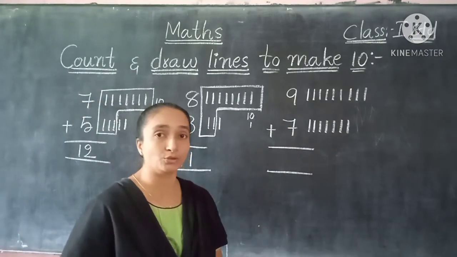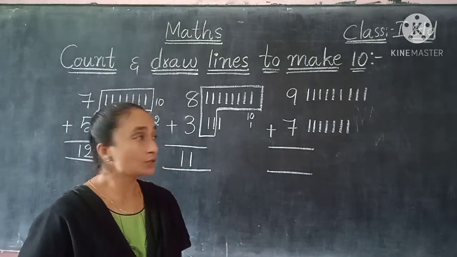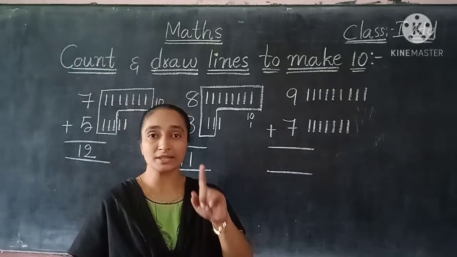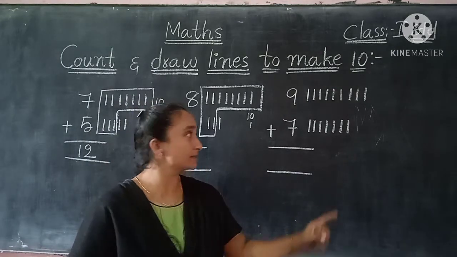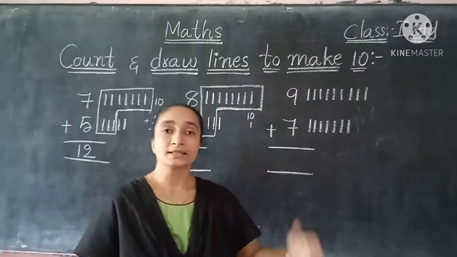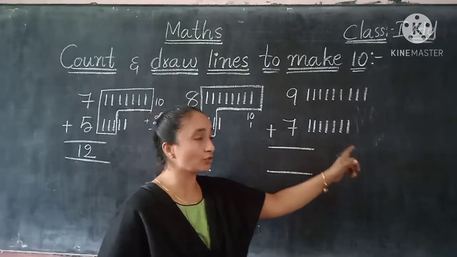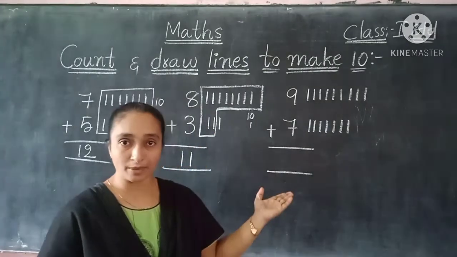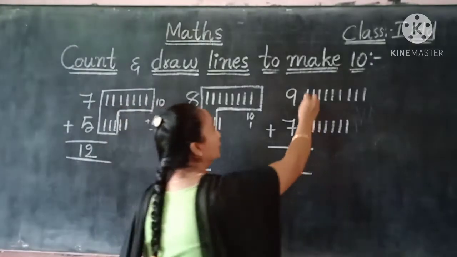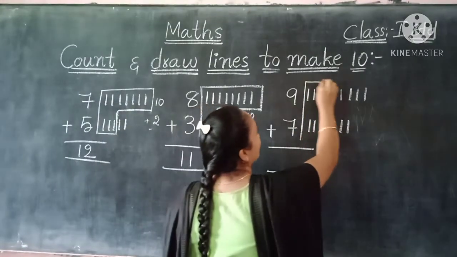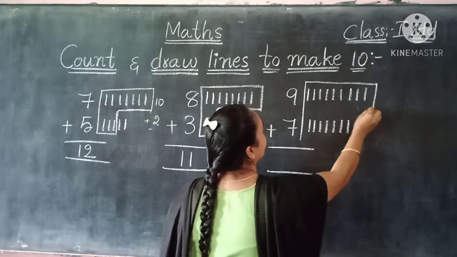Now here another one we can do, 9 plus 7. So what we have to do? The first number is 9, so you have to draw the 9 lines. So the 9 lines. Second number is 7, then you have to draw the 7 lines. Now let us make a box of a 10. We have to make a 10. So here we can make a 10, children.